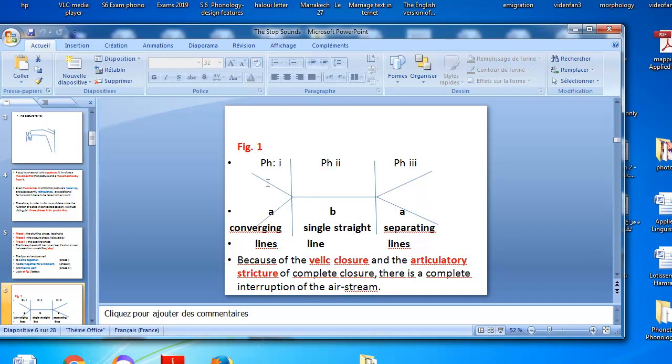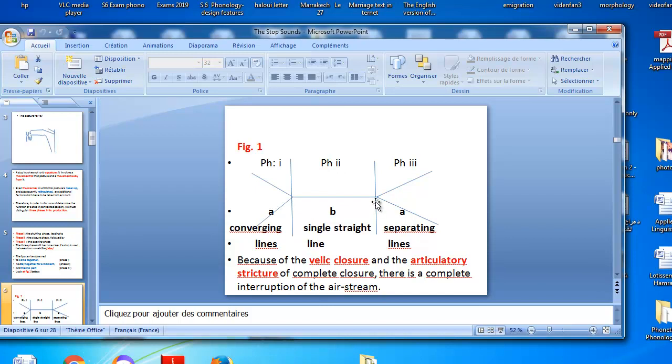So look, when you want to produce B in Aba, you notice that the two lips are coming together. There is a certain time that they take to come together. This is shown by the converging lines. Here they come together and they remain close to each other for some time. This is phase 2 here.